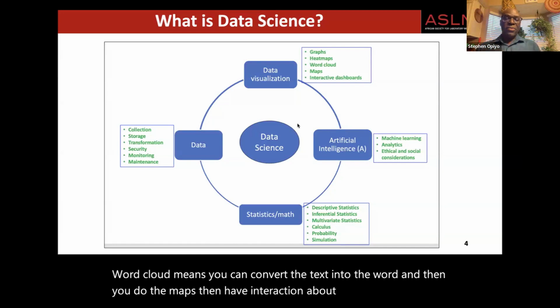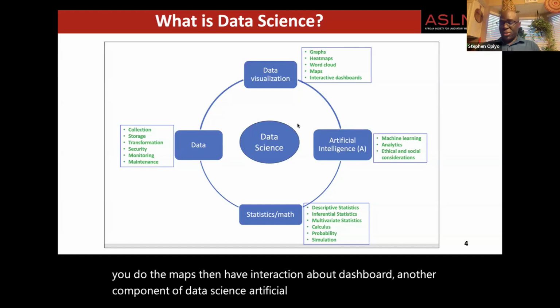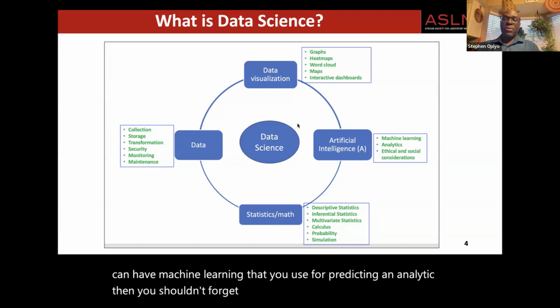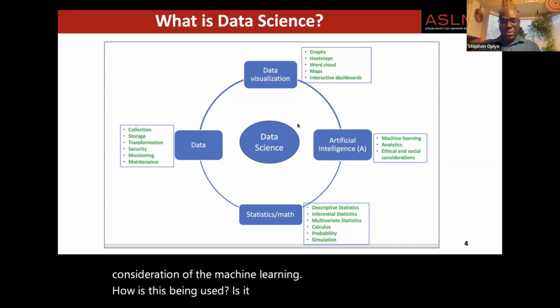Another component of data science is artificial intelligence. That's when you can have machine learning that you use for predicting and analytics. And then we should not forget about the ethical and social consideration of machine learning. How is this being used? Is it being used ethically?